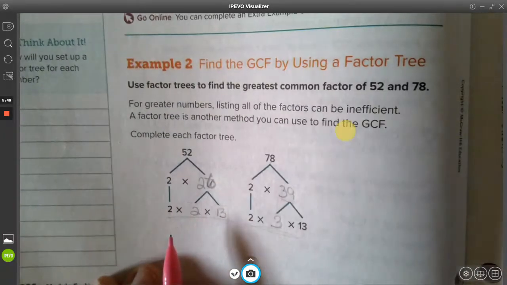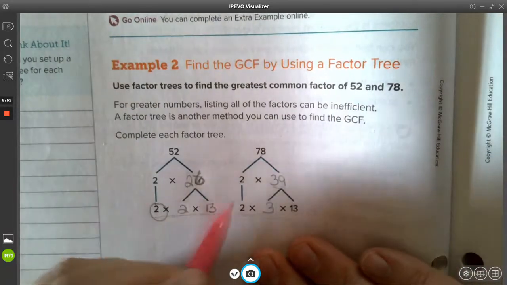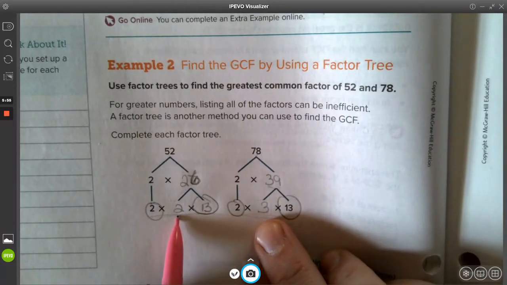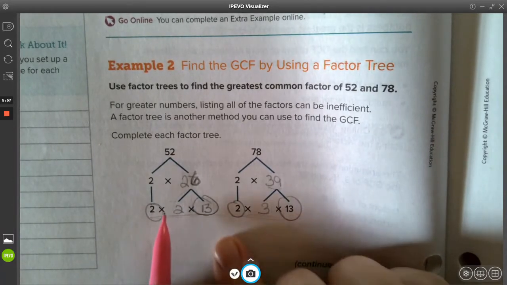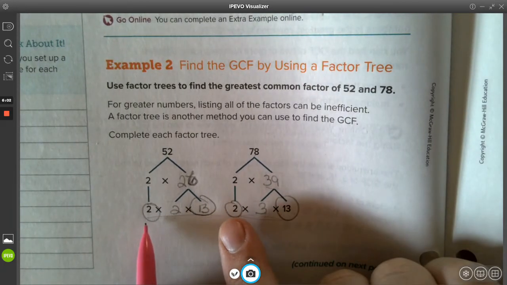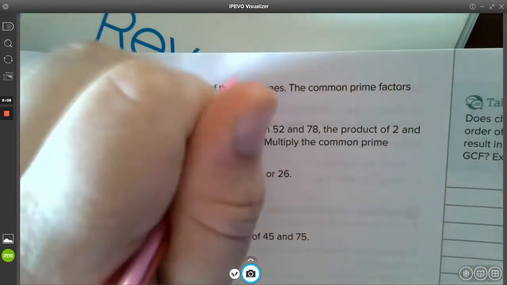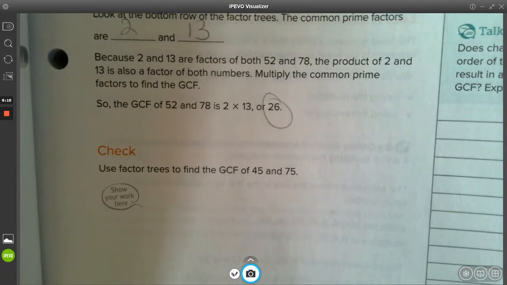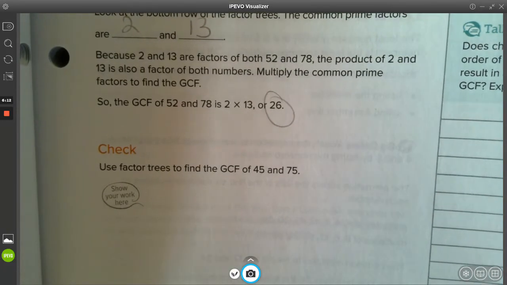So when we looked at these, what was common? A 2 was common and a 13 was common. These two are not common, so we don't use those. We would just simply use the 2 and the 13. So then we would do 2 times 13 to get 26. So the greatest common factor here would be 26.